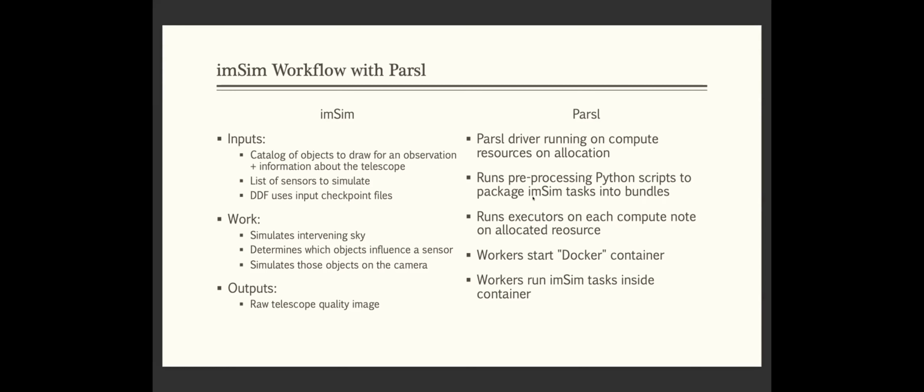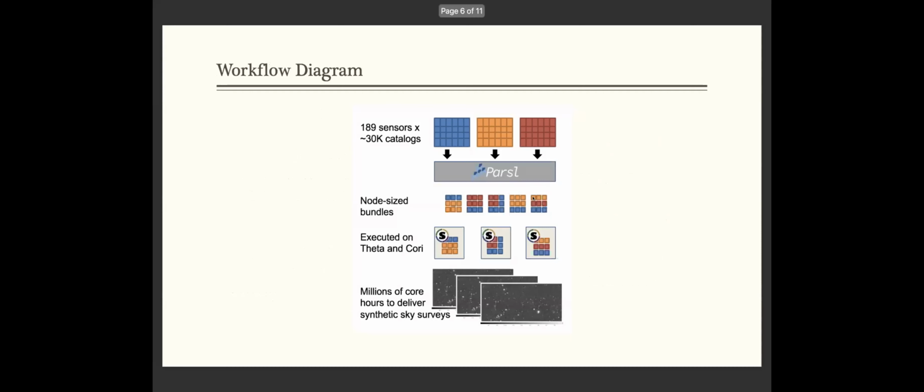I use Docker in quotes because it's never actually really Docker. And then it will run our image simulation task inside the container. And as soon as one of those containers finishes, it closes out. Parcel puts in a new worker because we always have more work to do, basically. Just a quick diagram to show how that looks in picture.